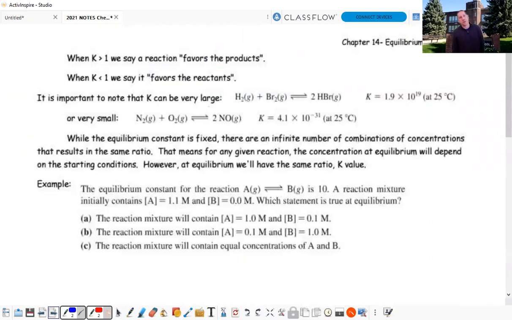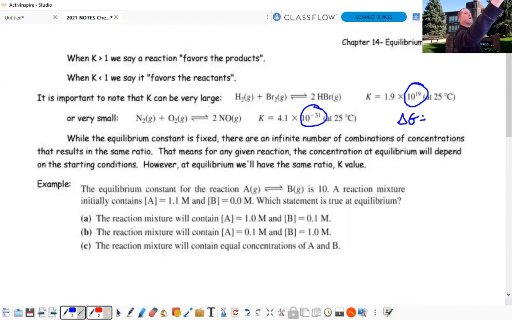So the phrase that we use is called favors. If it's greater than one, we say it favors the products, or the products are favored. And if it's less than one, we say the reactants are favored. Now, you can have huge K values, times 10 to the 19th, even bigger, and really tiny ones, particularly when you're doing solubility. So look how much greater than one that is. That means you have so much product that you would say essentially this thing goes to completion.